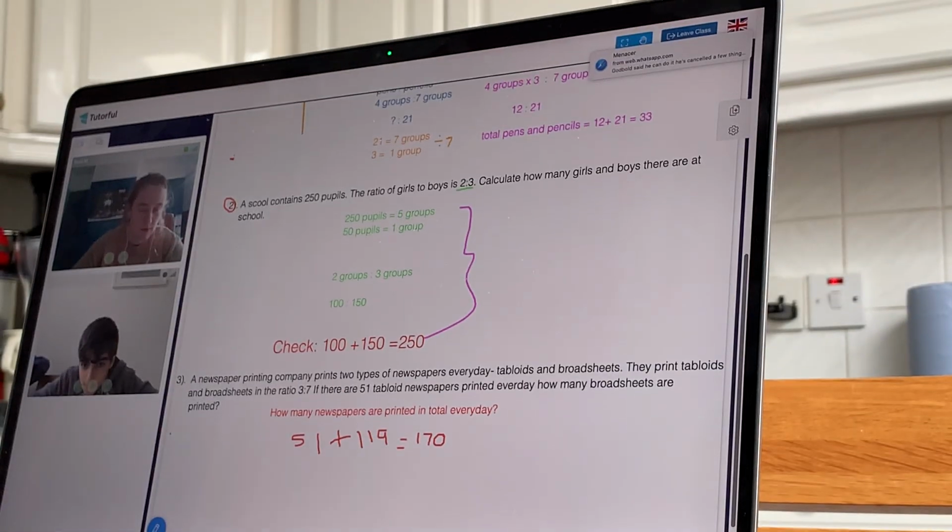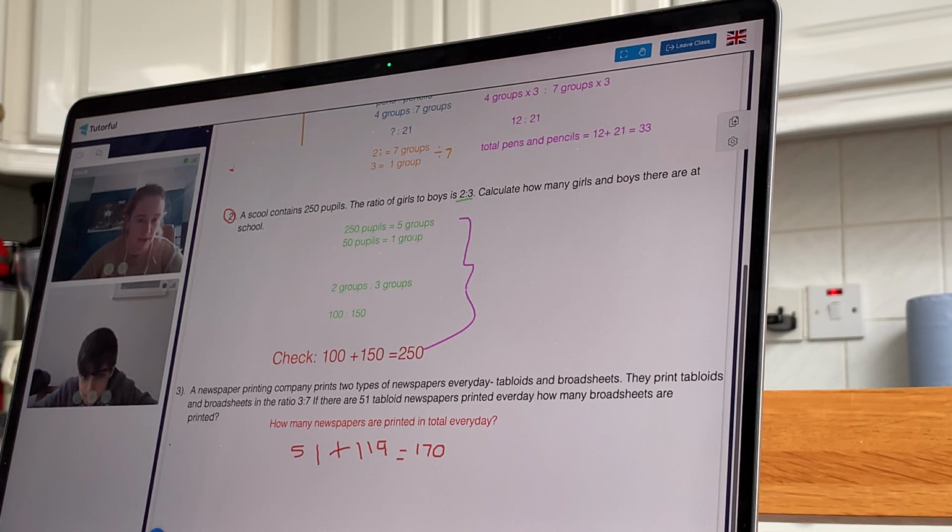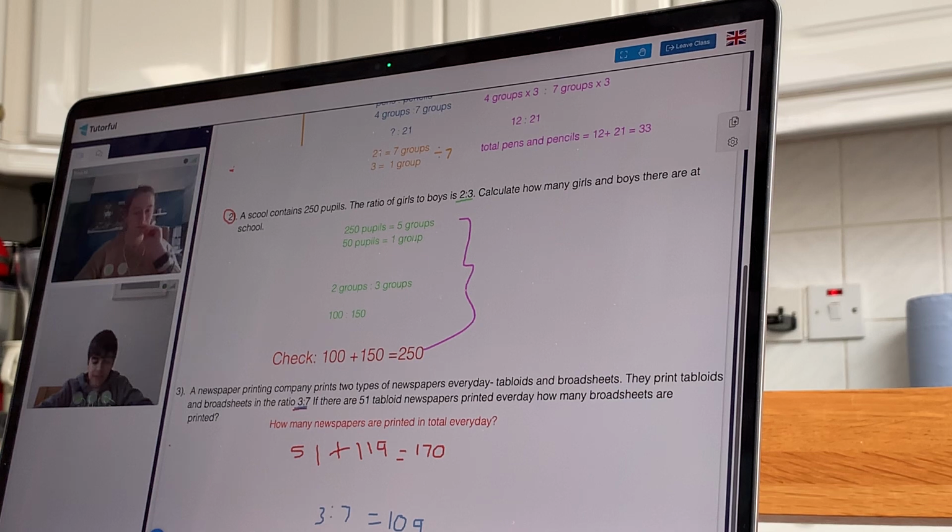So you said that one group had 17 newspapers in it, didn't you? Yes. So in total, in this ratio, I'll just do it in blue, there's 3 to 7, so there's 10 groups in total. Yes, and then 10 times 17, which is 170.